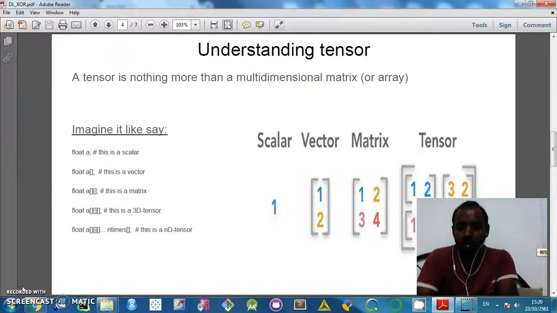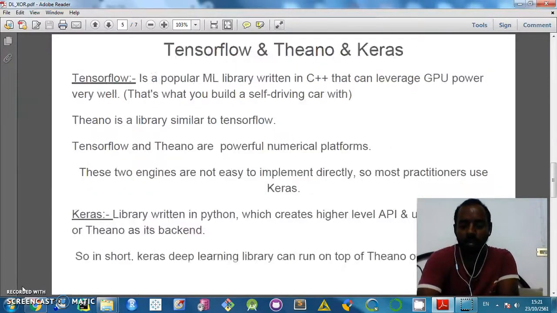The example on the right just illustrates what is explained on the left hand side in a different way, right? If you write 1, it is a scalar. When you write in one dimension, it becomes a vector. When you write in more than one dimension, it becomes a matrix. And if you have n dimensions, it becomes an ND tensor.